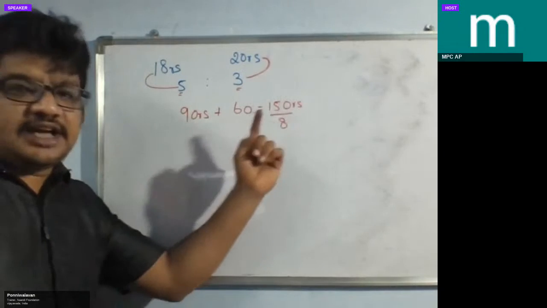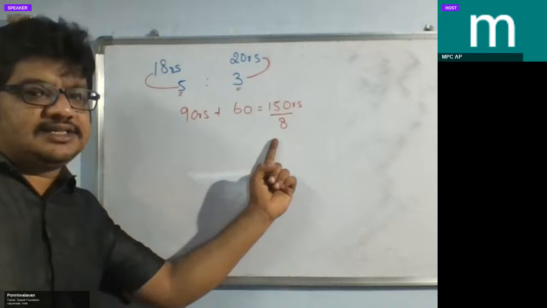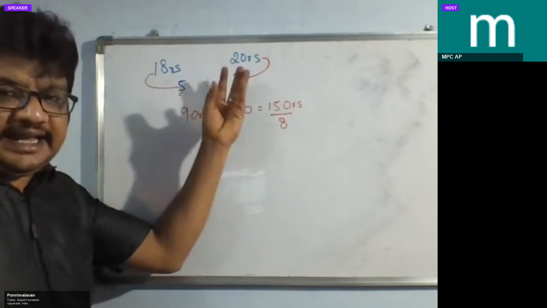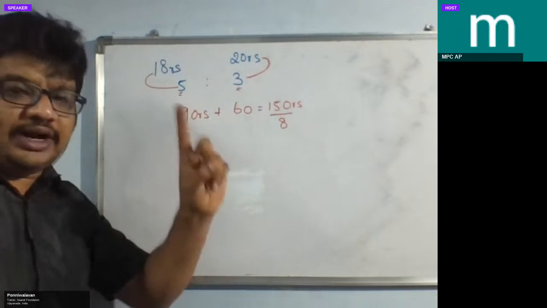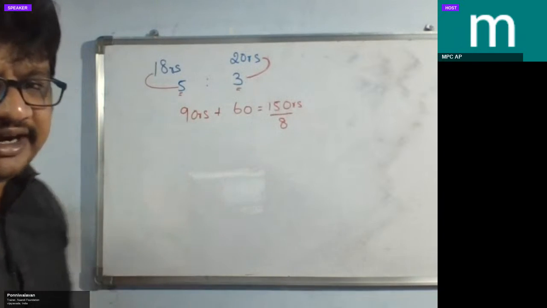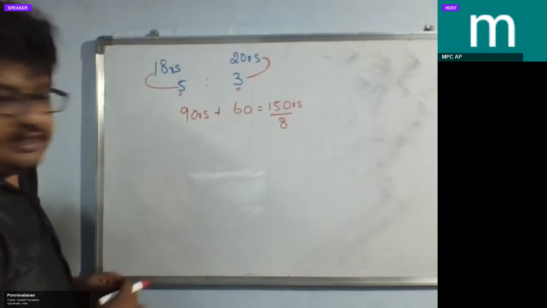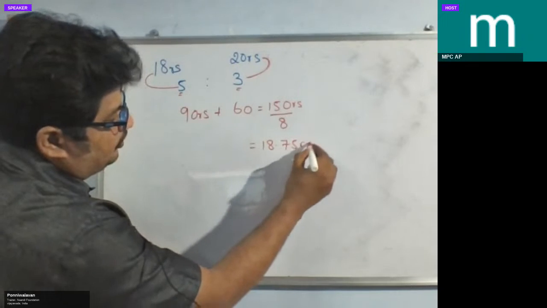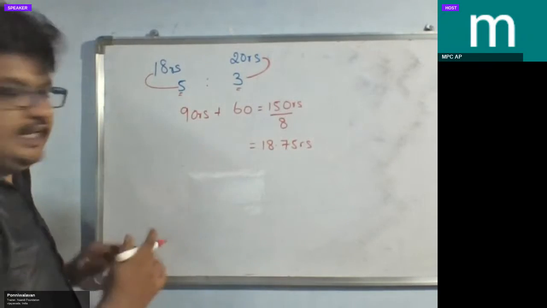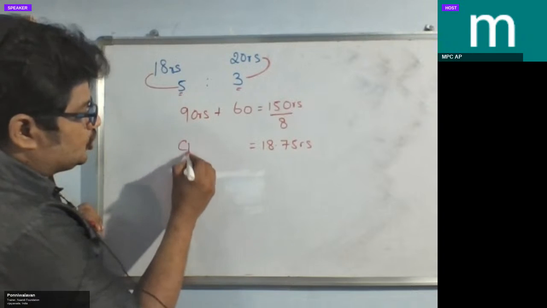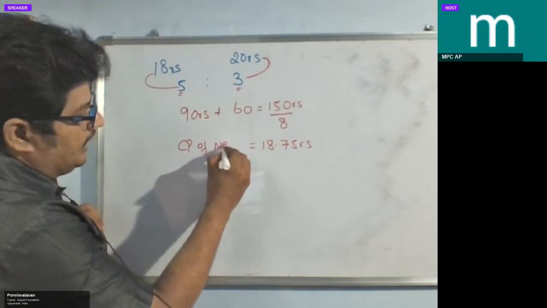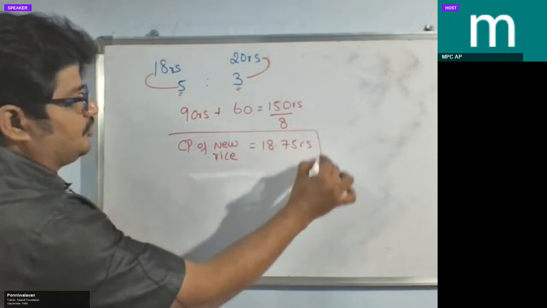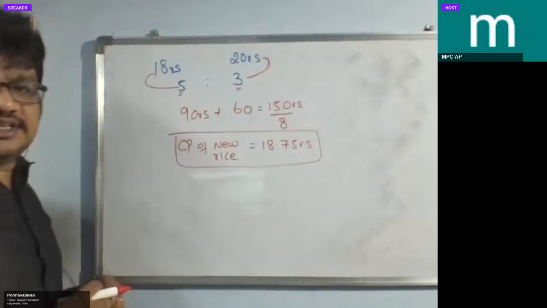Are you clear why we are dividing it by 8? Because this total is for 8 kg and we need it for 1 kg. So we are dividing it by 8. So it is 18.75 rupees. So the cost price of the new rice is 18.75.